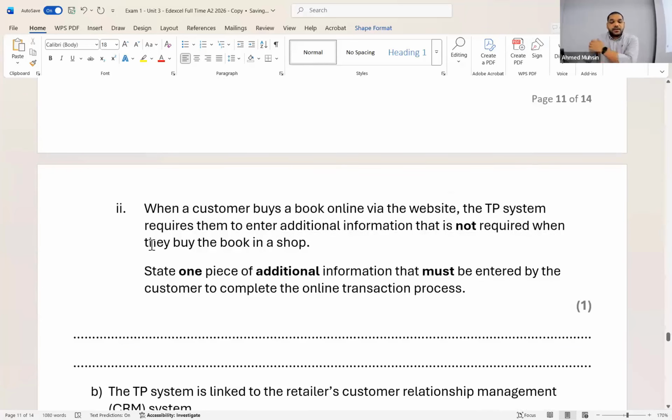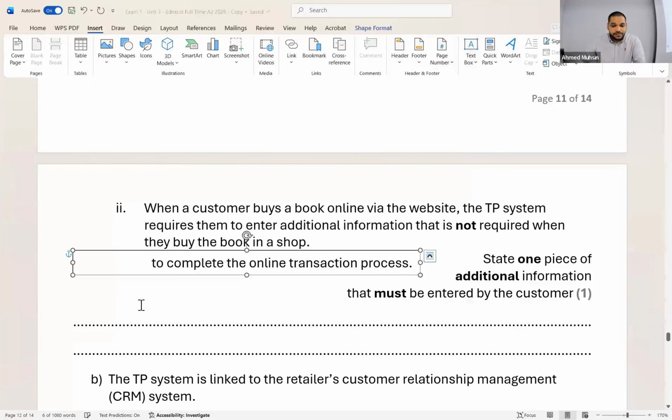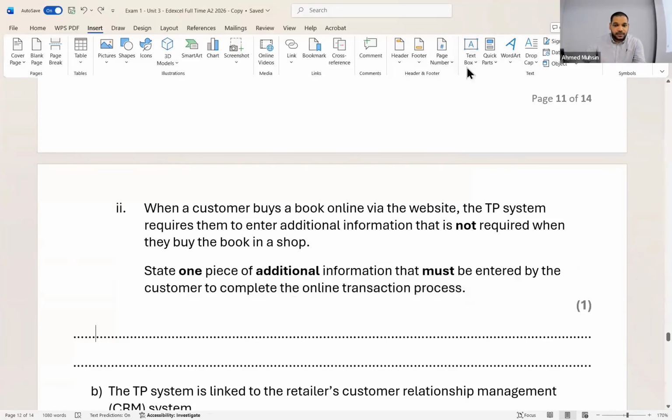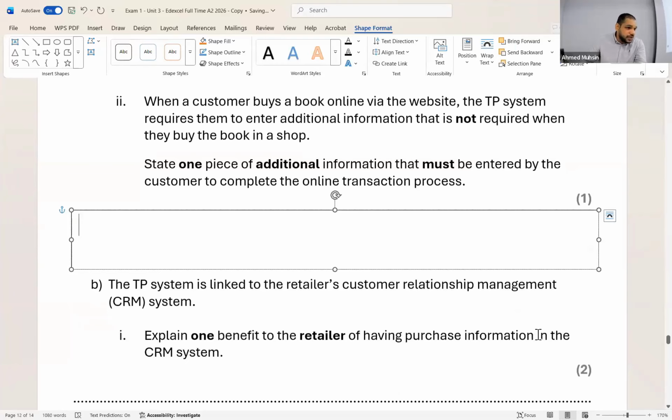The next one says, when a customer buys a book online via the website, the TP system requires them to enter additional information that is not required when they buy the book in a shop. State one piece of additional information that must be entered by the customer to complete the online transaction process. When you are shopping online, what is something that they would ask? Anybody? Delivery details, customer delivery details, anything else? Email address they would ask you, contact number they would ask you.